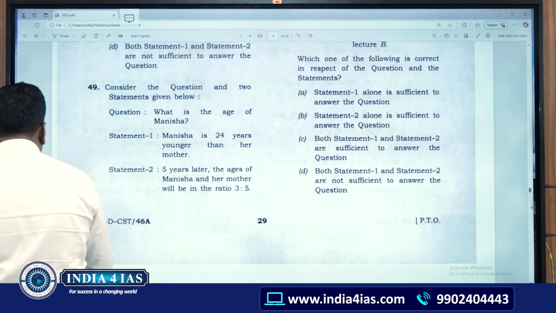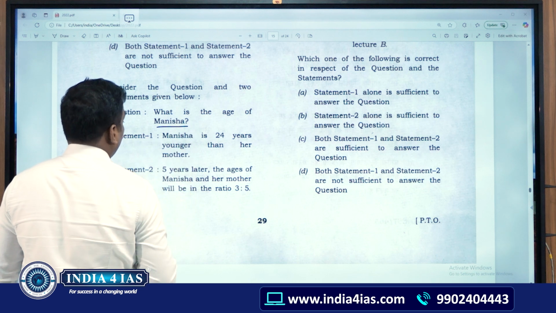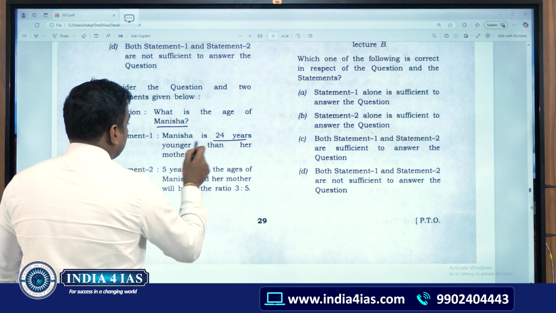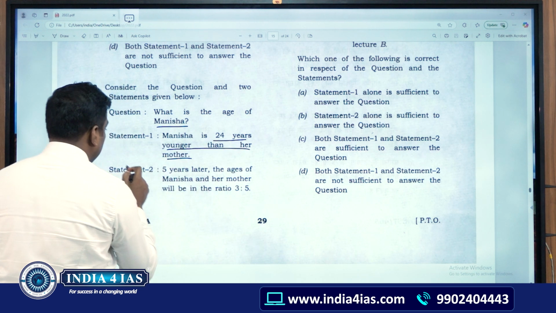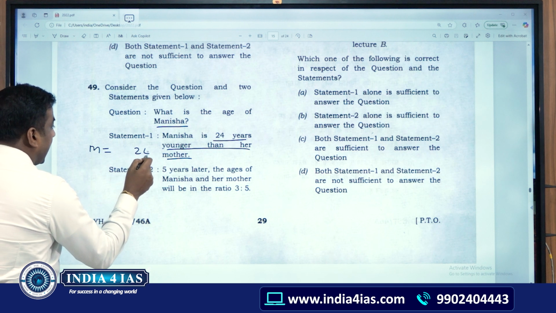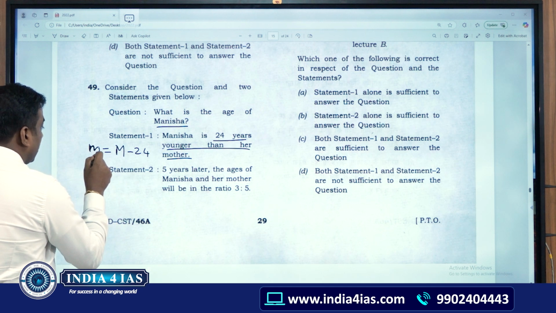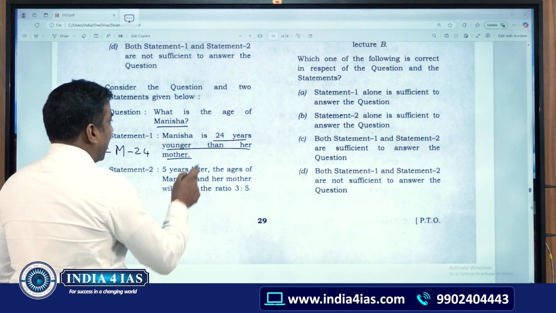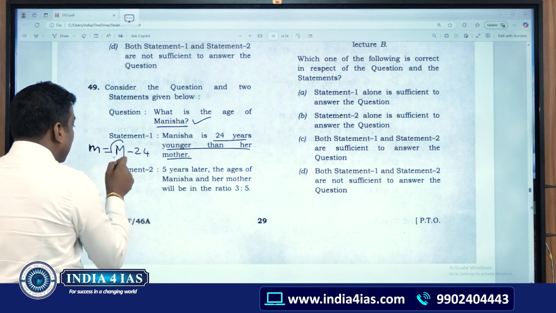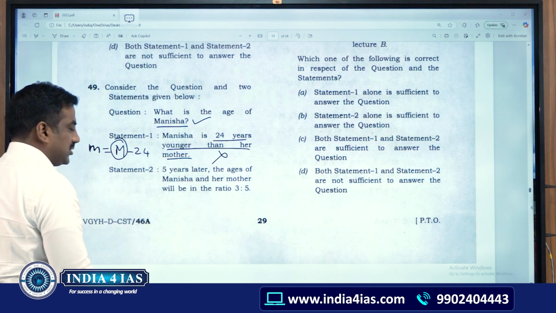What is the age of Manisha? Okay, statement 1. Manisha is 24 years younger than her mother. So, I will take big M for the mother. This is small m. Okay, M minus 24. I want the age of Manisha. Unless I know the mother's age, I cannot get the answer. So, statement 1 alone is not possible.